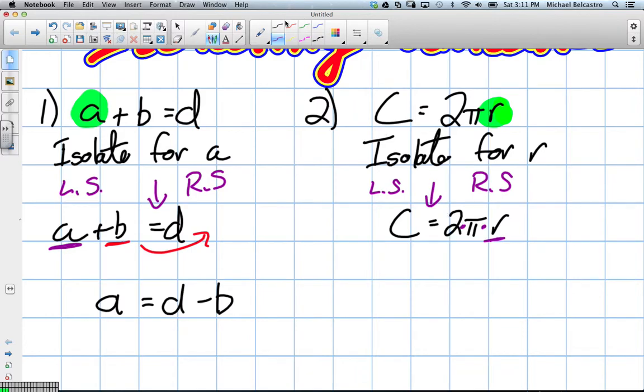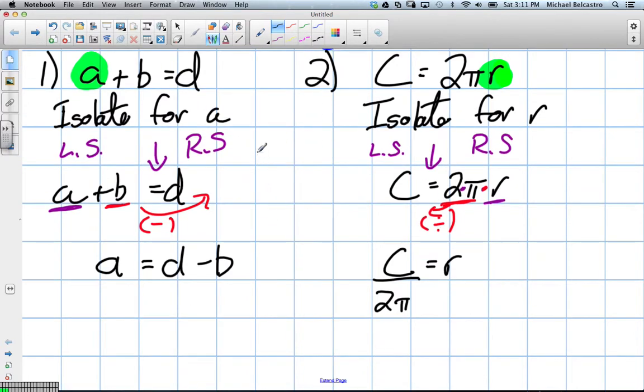We need to move this 2 pi to the other side. Since it's 2 pi times r, if we need to move it to the left side of the equation, what operation would we use? Division. Yeah, we're going to be using a division. So it's going to read C is equal to, and what will be below? 2 pi. That's right. So C divided by 2 pi is equal to r. We moved 2 pi over and we divided by it.